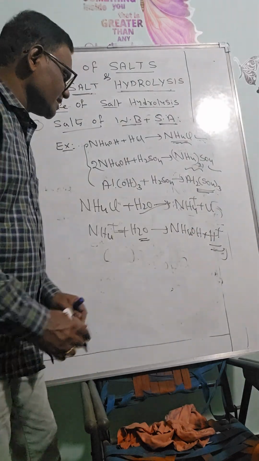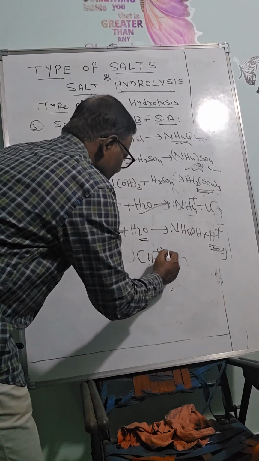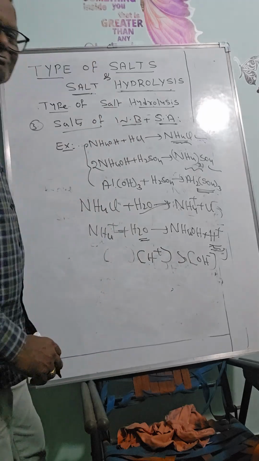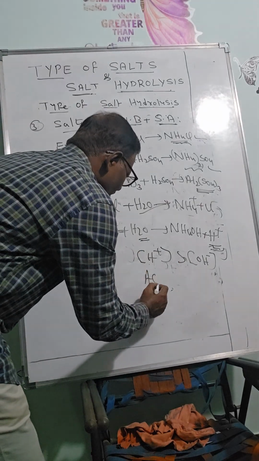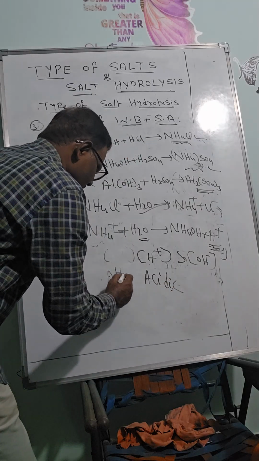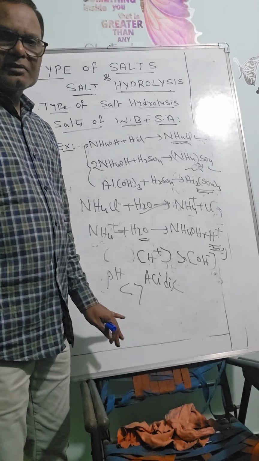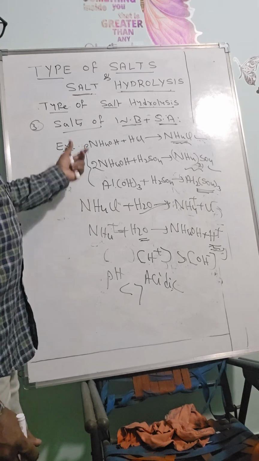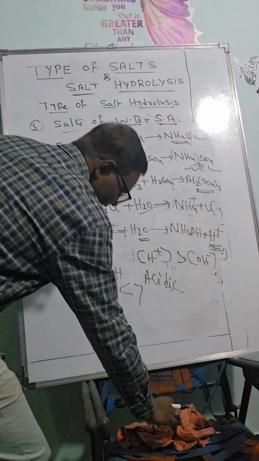So there are more H+ ions than OH- ions. Then what is the nature, children? The nature of the salt is acidic. And what happens to the pH value? pH is less than 7. Is it clear? pH is less than 7. So these are salts of weak base and strong acid.